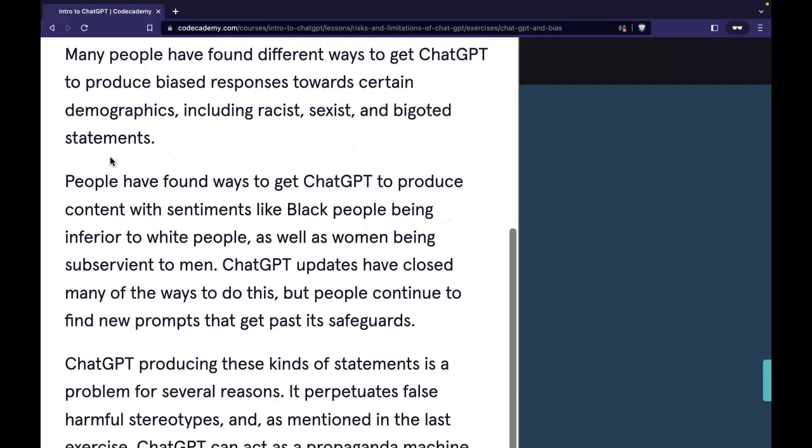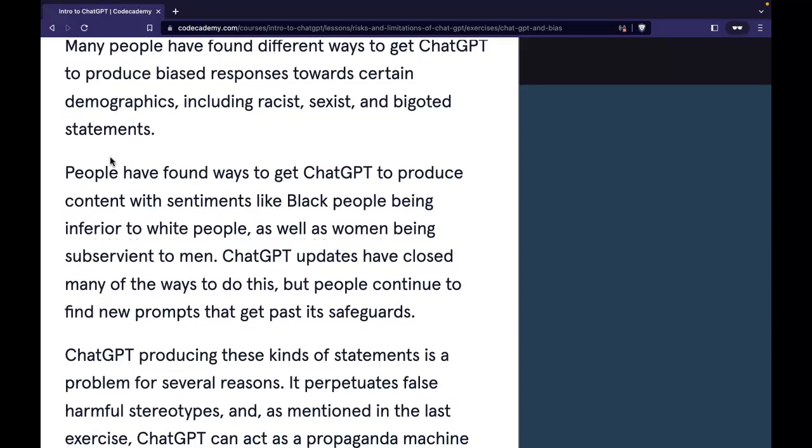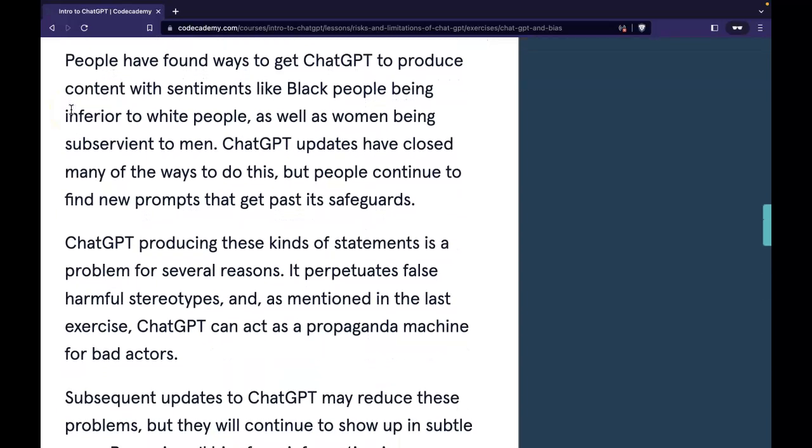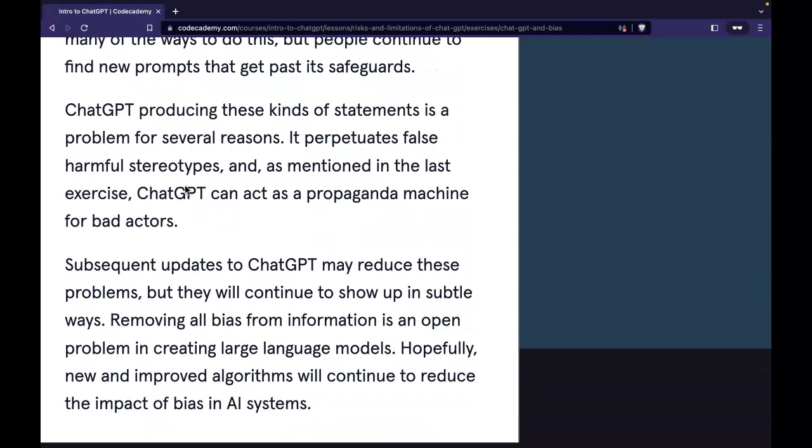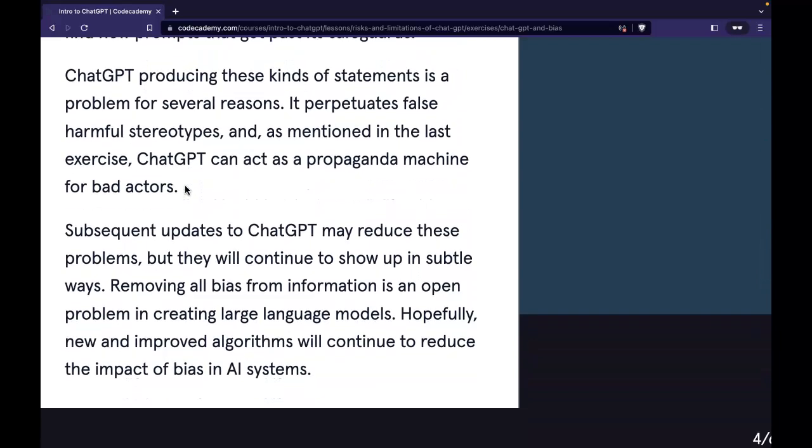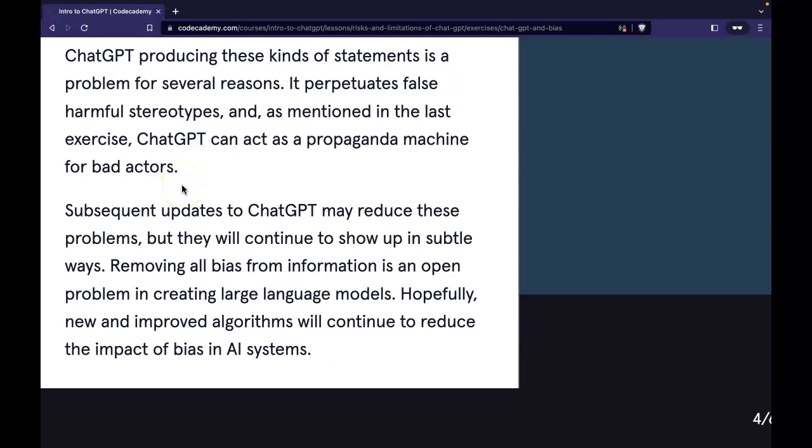Many people have found different ways to get ChatGPT to produce biased responses towards certain demographics, including racist, sexist, and bigoted statements. People have found ways to get ChatGPT to produce content with sentiments like black people being inferior to white people, as well as women being subservient to men. ChatGPT updates have closed many of the ways to do this, but people continue to find new prompts to get past its safeguards. ChatGPT producing these kinds of statements is a problem for several reasons.